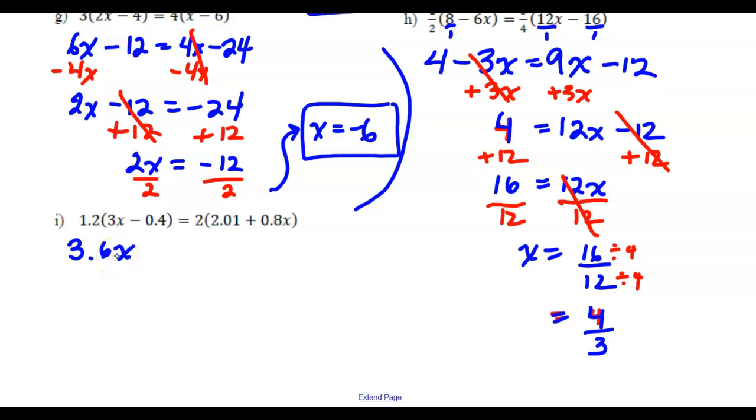And multiplying 1.2 times 0.4. Well, 12 times 4 is 48, but we've got decimals in there. So that's going to be minus 0.48 because there are 2 decimal digits. But you can use your calculator if you like. And then 2.2 times 2.01. Well, 2 times 2 is 4. And 2 times 0.01 is 0.02. Plus, well, 2 times 8 is 16, with one decimal place is 1.6.